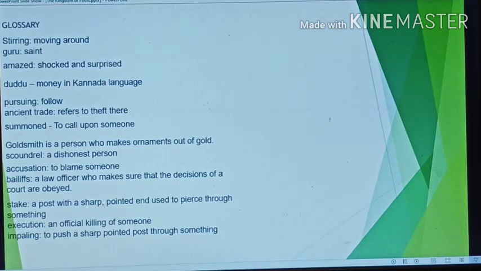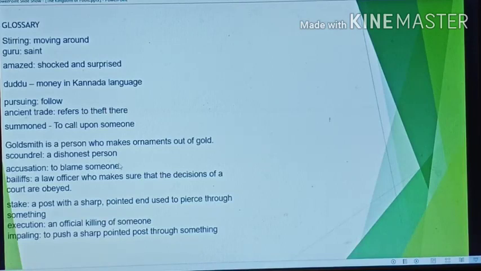Stirring, moving around. Guru, saint. Amazed, shocked and surprised. Dudu, money in Kannada language. Pursuing, follow. Ancient trade refers to theft there. Summon, to call upon someone. Goldsmith is a person who makes ornaments out of gold. Scoundrel, a dishonest person.